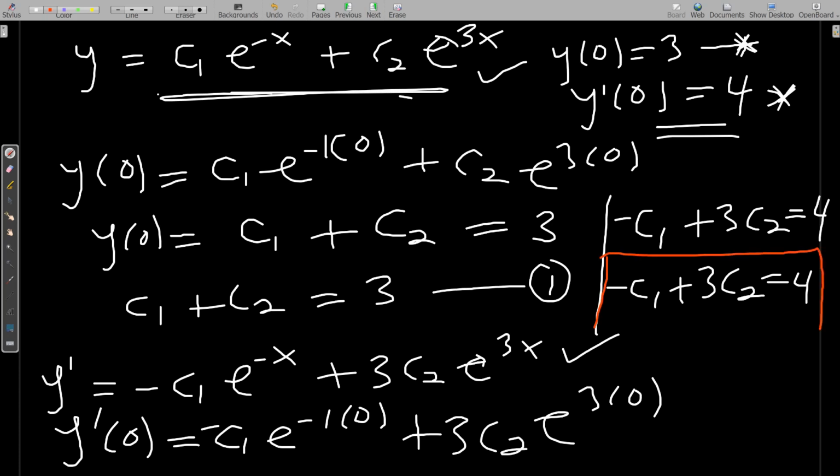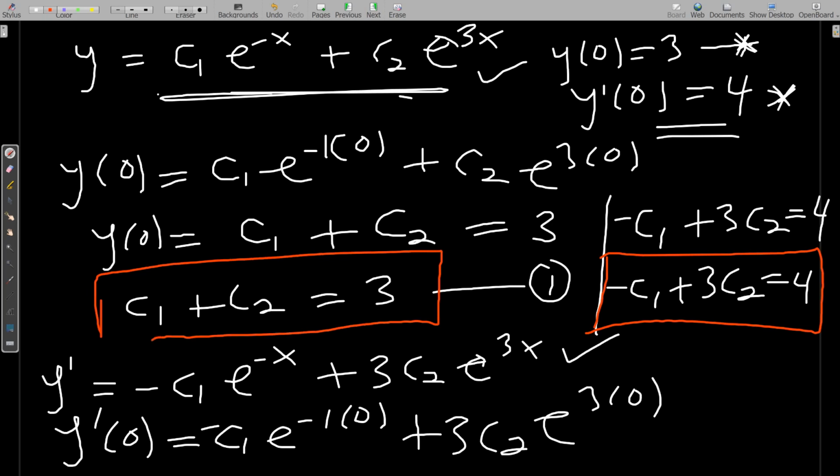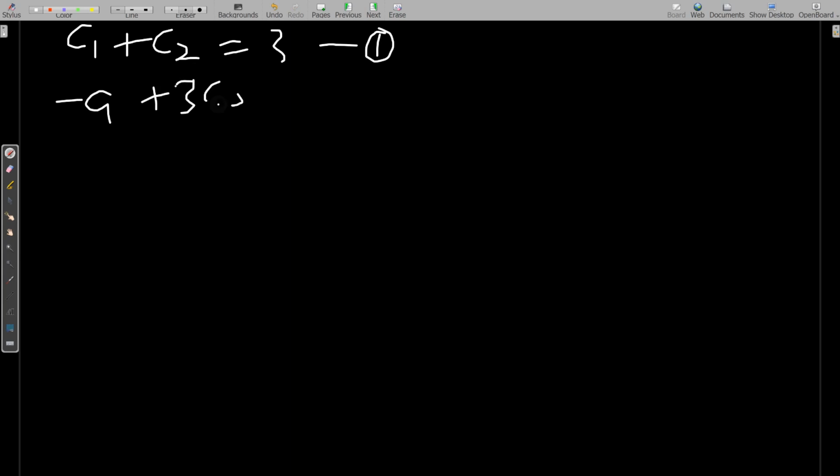So I have this to be my equation 2, negative C1 plus 3C2 equals 4, and this is our first equation, okay? So you solve this simultaneously. C1 plus C2 equals 3, equation 1. You have negative C1 plus 3C2 equals 4, equation 2.